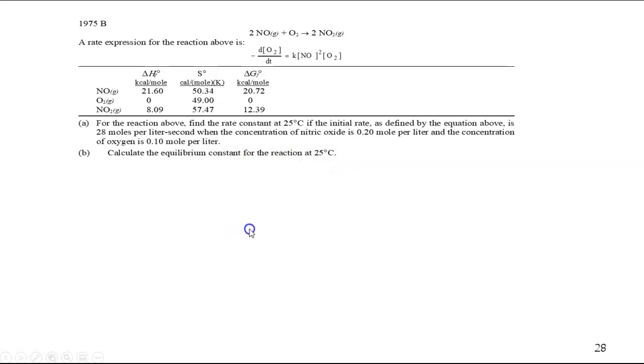Well, two points. One, this is AP trying to just intimidate you with the overwhelming amounts of data, complicated looking stuff, complicated sounding question, but really this is a direct plug-in into this right here. They give you everything except k. And here, equilibrium constant K, well, I know it's equal to the negative delta G equals negative RT natural log of K, and that should do it.